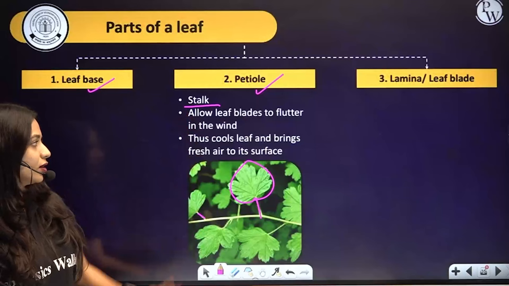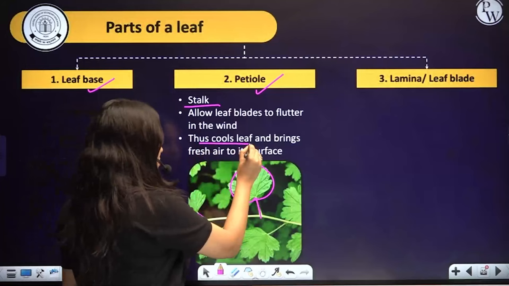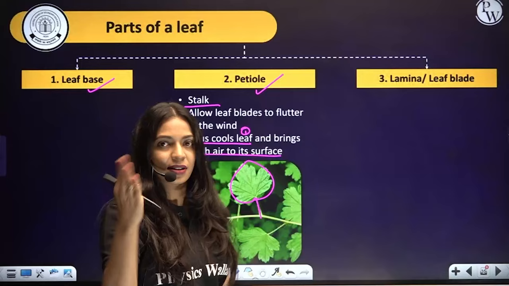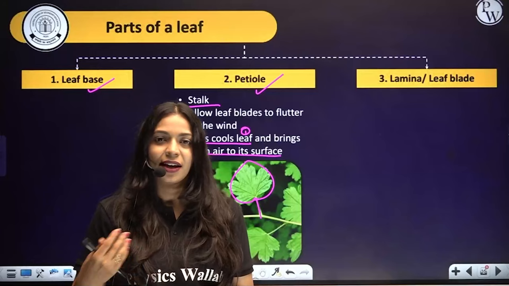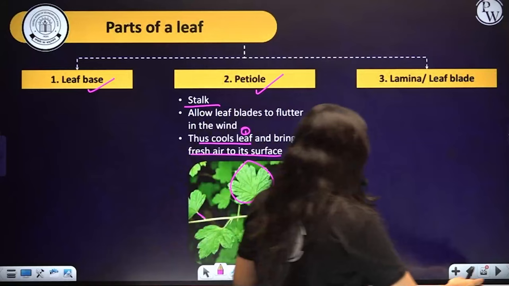It does two things by allowing it to flutter. One thing is it cools the leaf, and it also brings fresh air to its surface. It kind of moves like a fan. So when there is fresh air coming to its surface, it can get access to carbon dioxide also and pick it up for photosynthesis, right? So that's about the petiole, which is the stalk of the leaf.